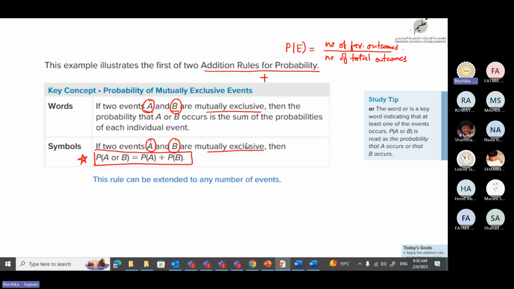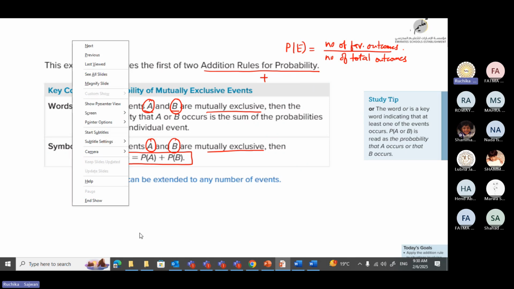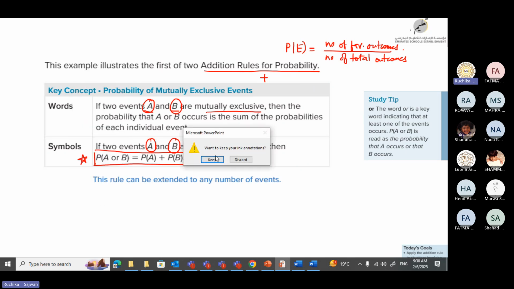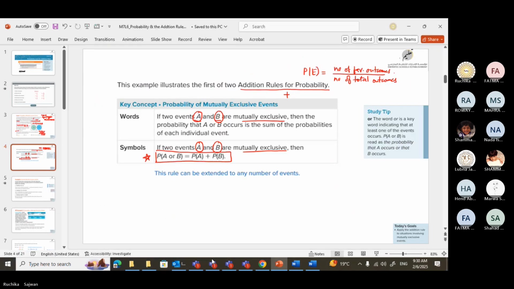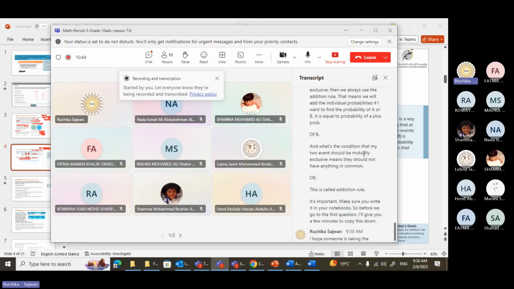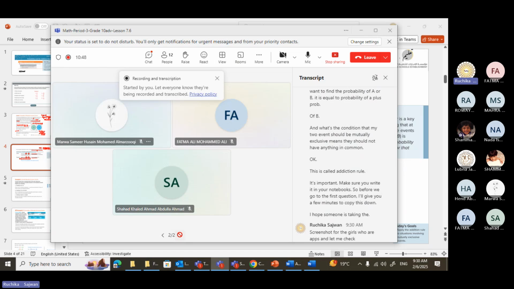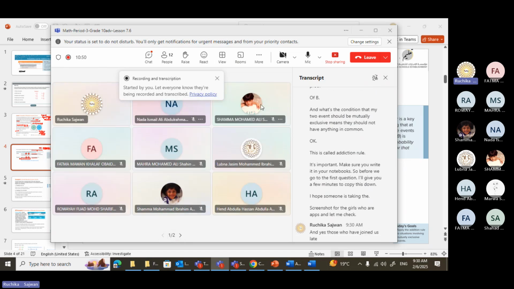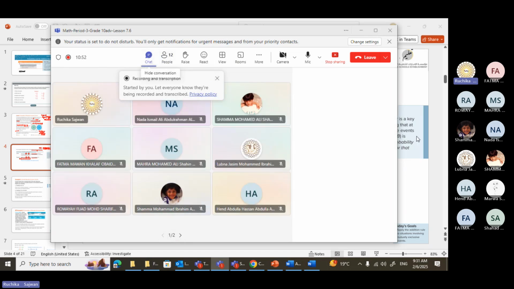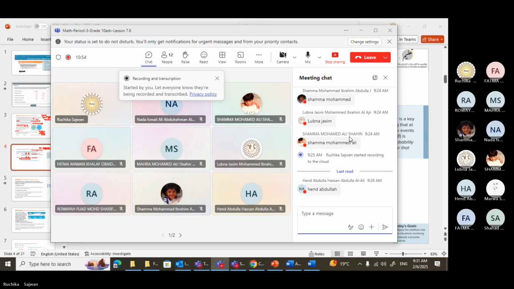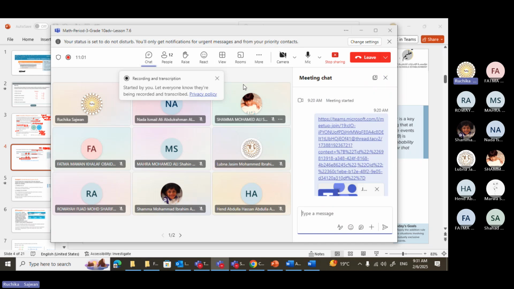So before we go to the first question, I'll give you a few minutes to copy this down. I hope someone is taking the screenshots for the girls who are absent. Let me check. And yes, those who have joined us late, make sure you put your attendance in the chat. Put your name so that I know that you are there and I can give you the attendance.